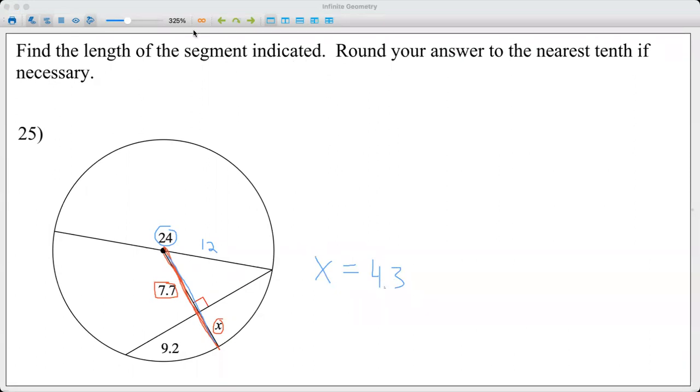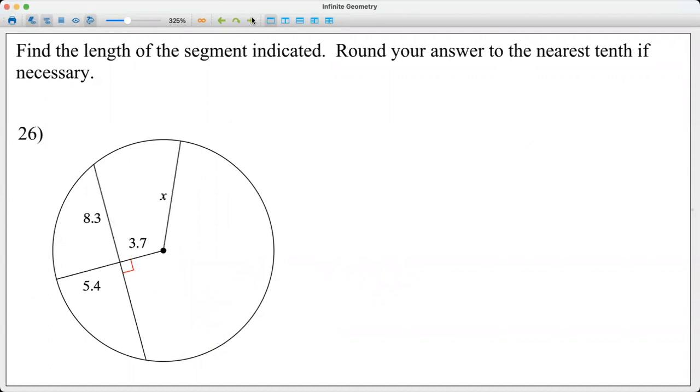I said this comes in a couple different flavors, so let's see another flavor of this one. The second flavor is right here. Notice that x is a radius. Is the radius actually listed somewhere else? Well, no, but from here to here was 5.4 plus 3.7. So that'd be 9.1.